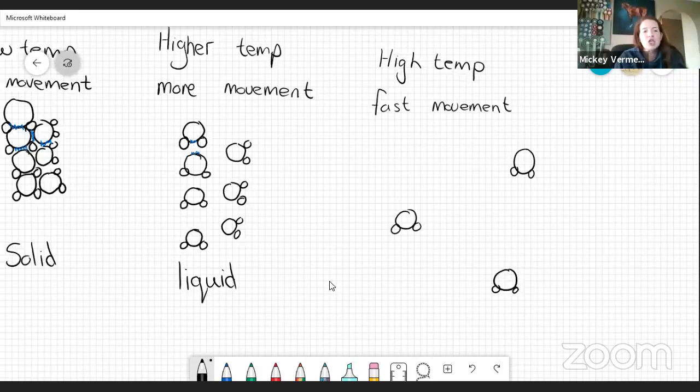So these guys are moving so fast that they're crashing against each other. This is now a gas. This is what I mean by particles taking up more space, particles moving faster, needing more space, and phase changes happening. See, it wasn't that bad.